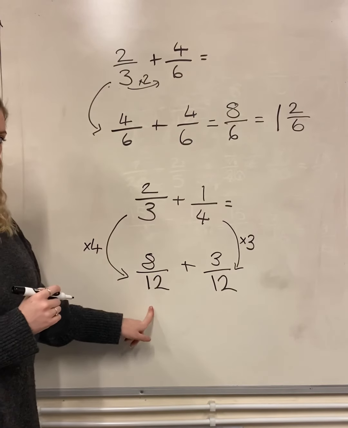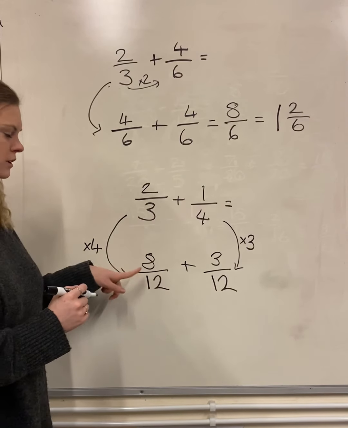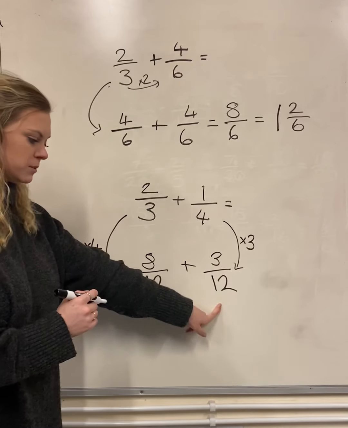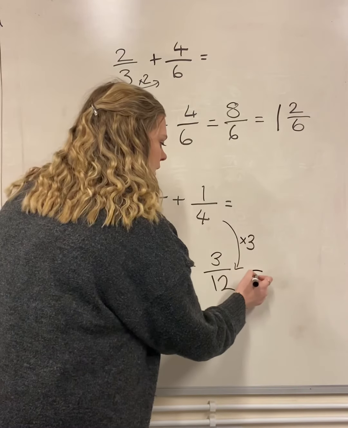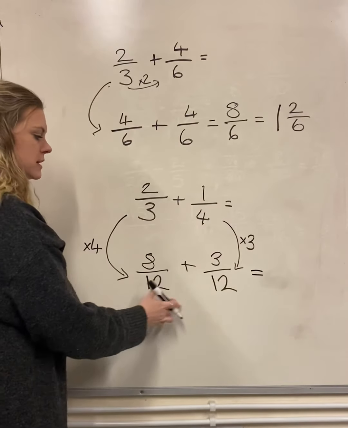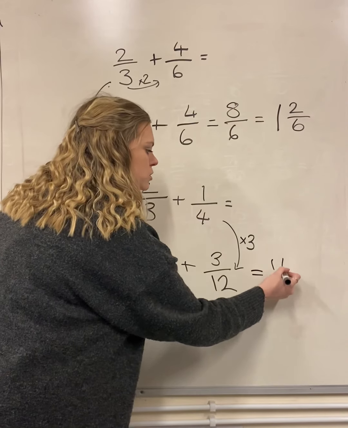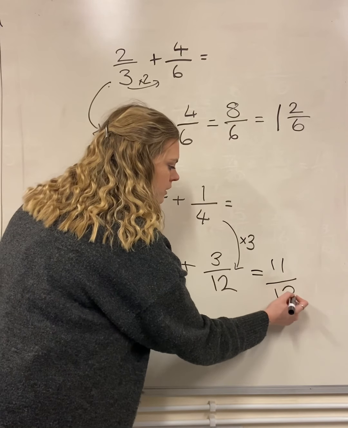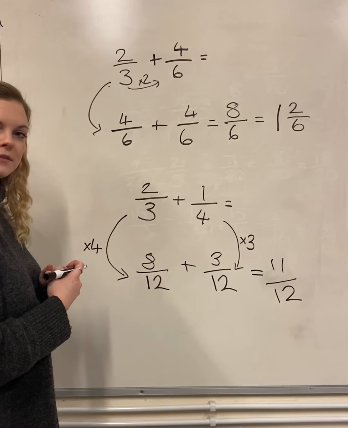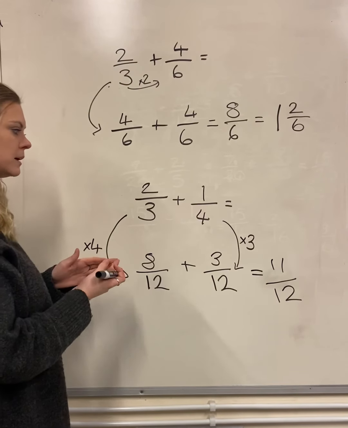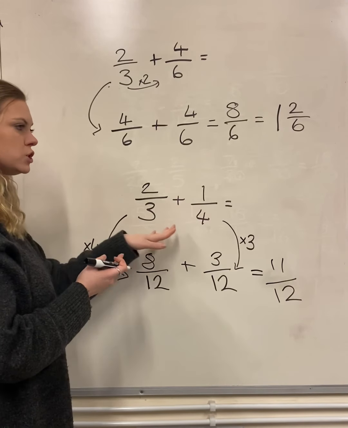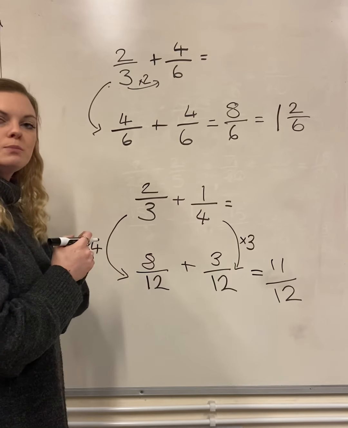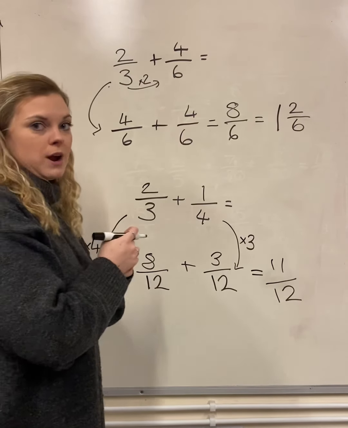So now I've got 8 twelfths, add 3 twelfths. And I can add those now because it's got the same denominator. That would be 11 twelfths. Okay, so this time, when we can't just change one of them, we might have to change both of them so we can add or subtract them.